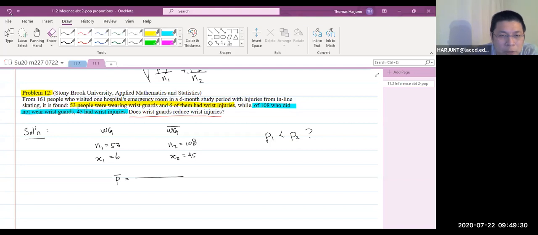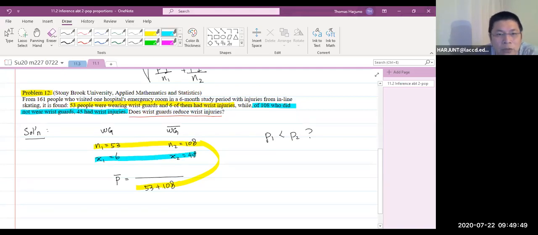But the word pool is actually putting them together. So imagine if you put them together, then the number of people being observed is 53 plus 108. Now, of all these people put together, how many of them actually get wrist injury? That's 6 plus 45. So the pool proportion will be 51 over 161.